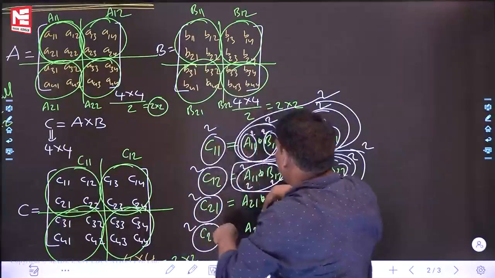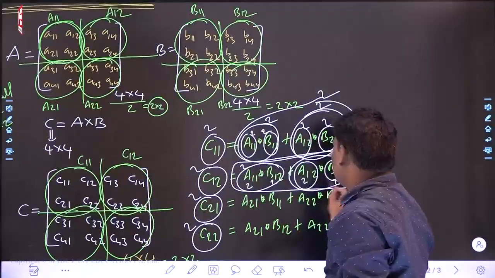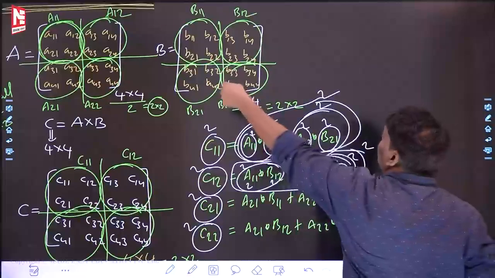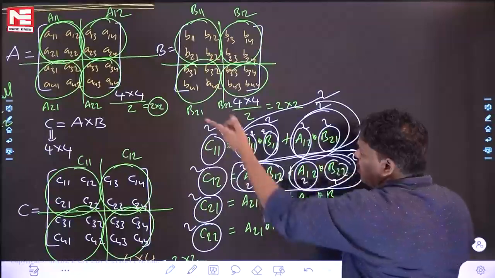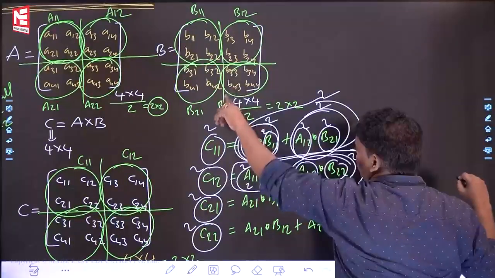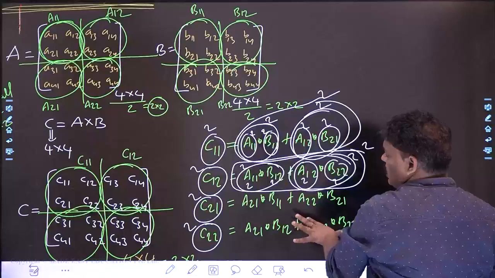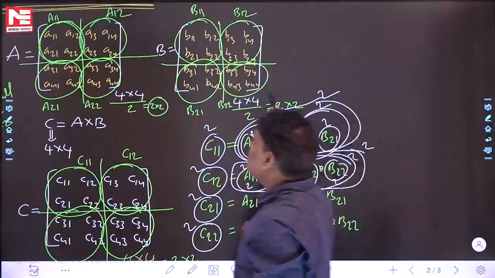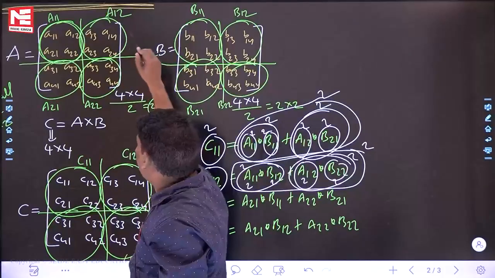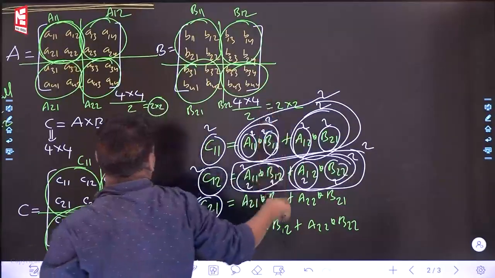That one you are doing in terms of 2 by 2 matrices. See, these all are 2 by 2. The 4 by 4 problem I am solving in terms of 2 by 2s. 4 by 4 matrix multiplication I am doing in terms of 2 by 2s. That is the meaning of divide and conquer. One more way I am saying. If these are 4 by 4, I am solving in terms of 2 by 2. See everyone is a 2 by 2.